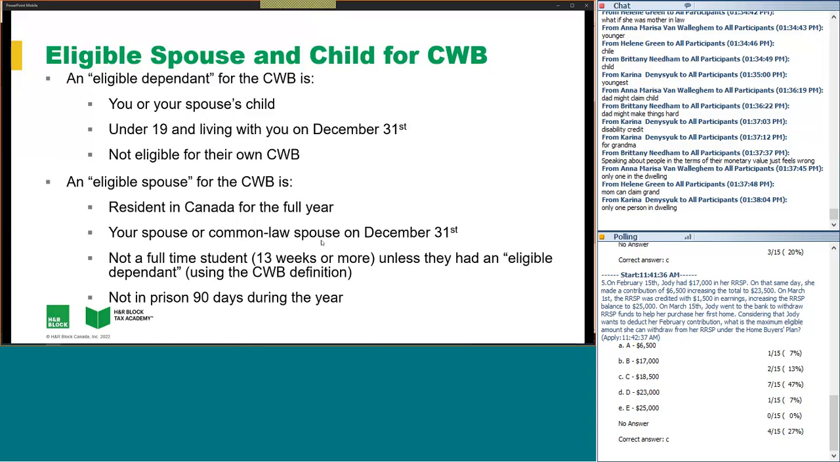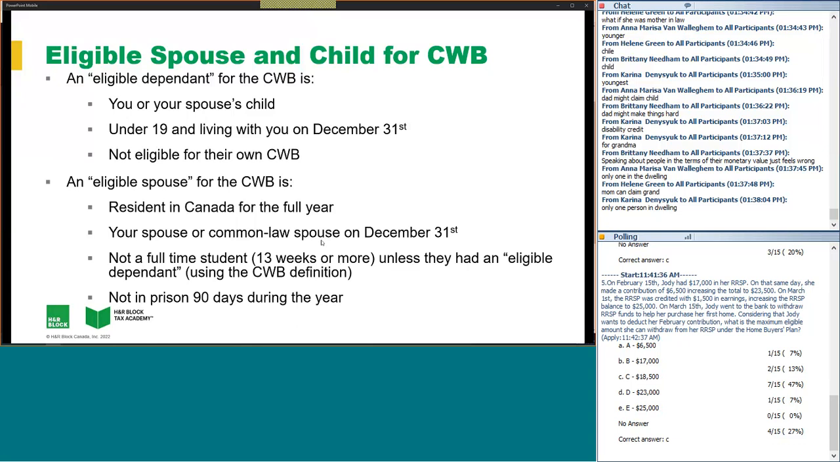They have to not be a full-time student. We'll talk about students later, but they have to not be in a university or college program for 13 weeks or more unless they had an eligible dependent. And eligible dependent here means the Canada Workers Benefit definition of eligible dependent, not the eligible dependent amount definition. If this sounds confusing, it is. You have to practice it. Keep the rules for Canada Workers Benefit separate from Schedule 5. Keep Schedule 6 in one place and keep Schedule 5 in a different place. Okay, and they can't have been in prison for 90 days.